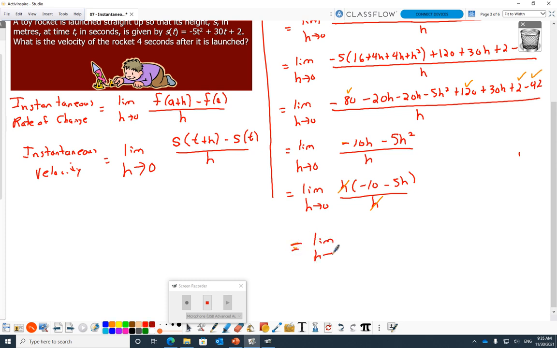Now we're not dividing by 0 anymore. This is a hole in the domain. h can't be 0. But in the limit, I can find out what it's heading towards. Yes, it's a hole, but I can still find that limit, which is all I wanted in the first place. Where is it headed towards? And now I can finally drop the limit. Negative 10 minus 5 times 0. That's the moment that you're allowed to get rid of that limit as h approaches 0 part. And I get the answer equal to negative 10.